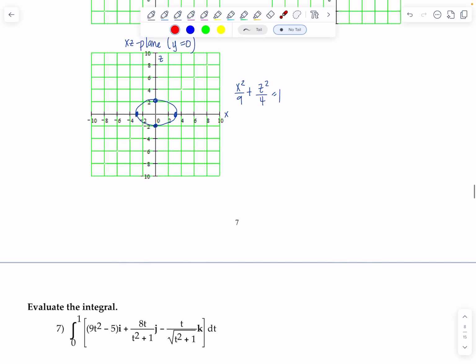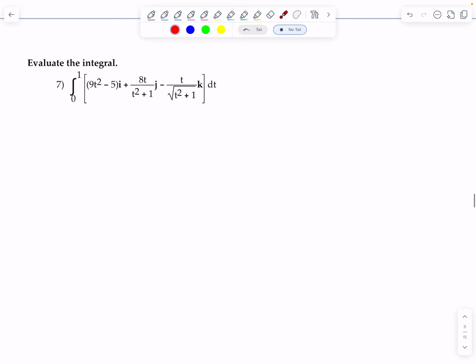Okay, moving on, evaluate the integral. We have a vector valued function being evaluated from 0 to 1, 9t squared minus 5 i hat plus 8t over t squared plus 1 j hat minus t over rad t squared plus 1 k hat. And this is all evaluated from 0 to 1 with respect to t.